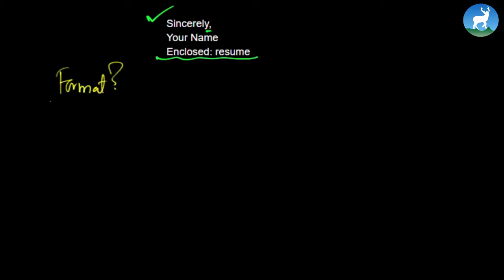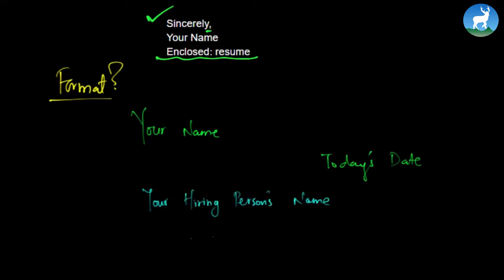That is my question. You have your name, after that today's date, finally your hiring person's name, afterwards the salutation, first paragraph, second paragraph, third paragraph, and closing. So this is the closing. It is called the closing. These are the basic elements of writing a job application.